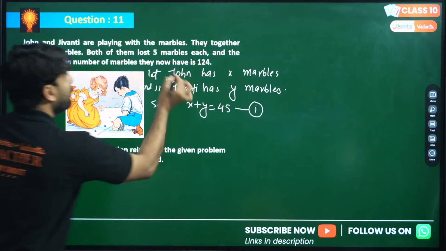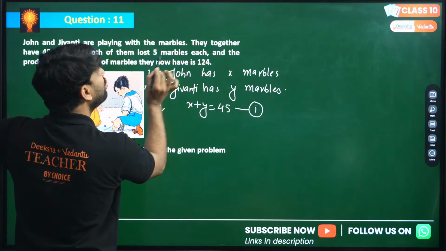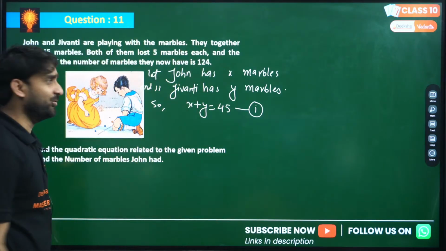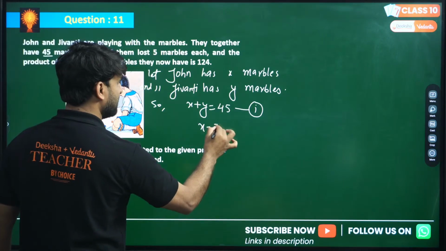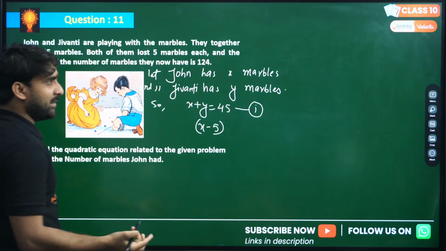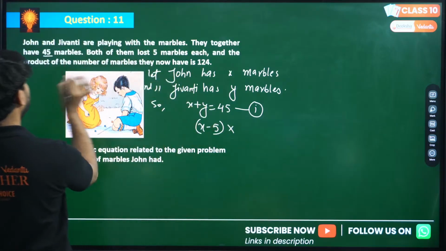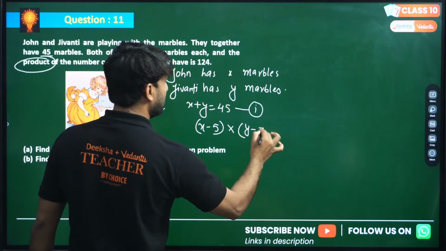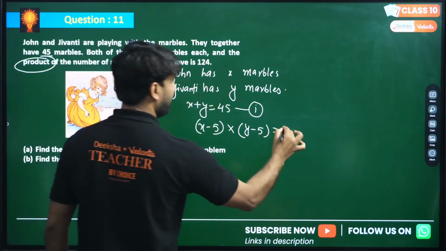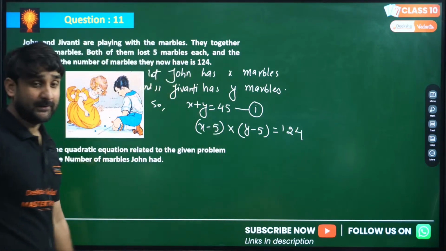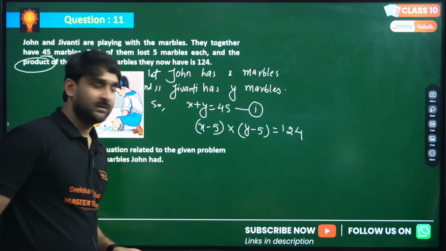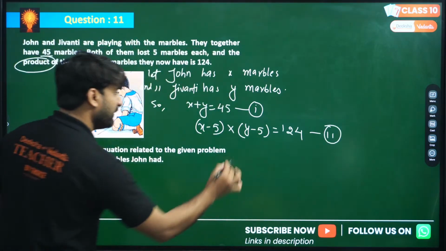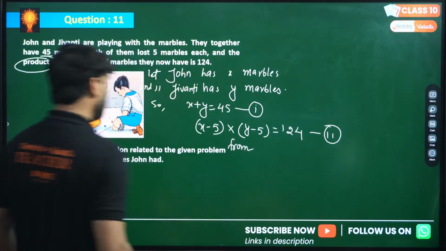Now, both of them lost 5 marbles each, and the product of the remaining marbles is 124. Very good. So x is the total number, so x minus 5. John has lost 5 marbles, into, because product is here, into Jivanti has also lost 5 marbles, so y minus 5 is equal to what? 124. Is it clear? Now look at the brackets here. This is your equation number 2. Don't worry.